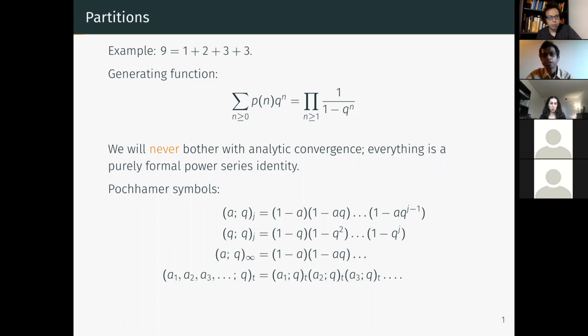You can plug in anything for a that you want. You can even take the base to be q squared, q cubed, or whatever. Sometimes it may be convenient to have a bunch of these parameters and then a single base, so I'll just multiply these things out. You can even take the subscript to be infinity. I'll use this notation heavily, so it'll be good to remember it, but I can remind you anytime you're confused.